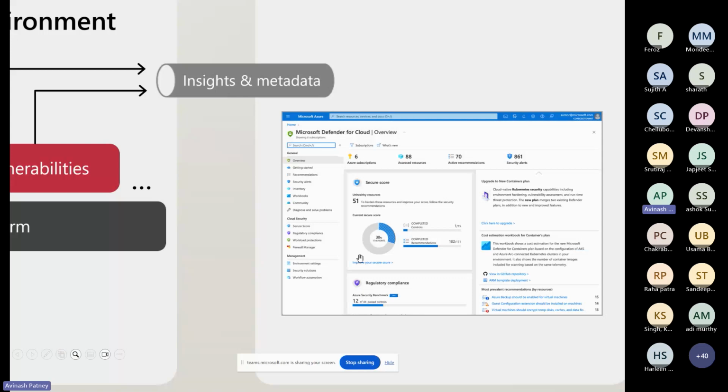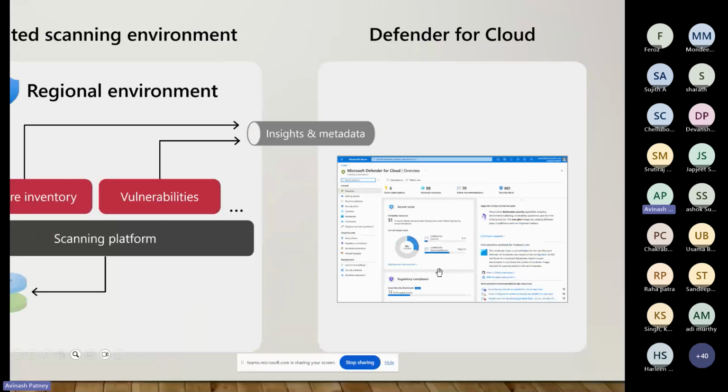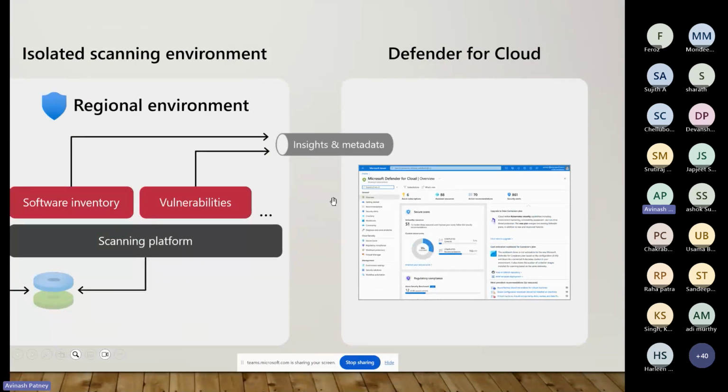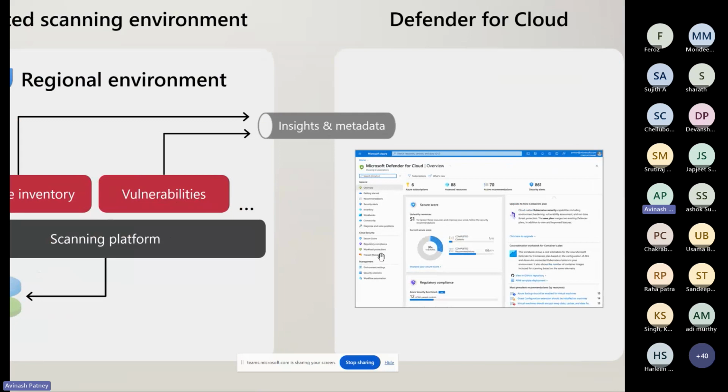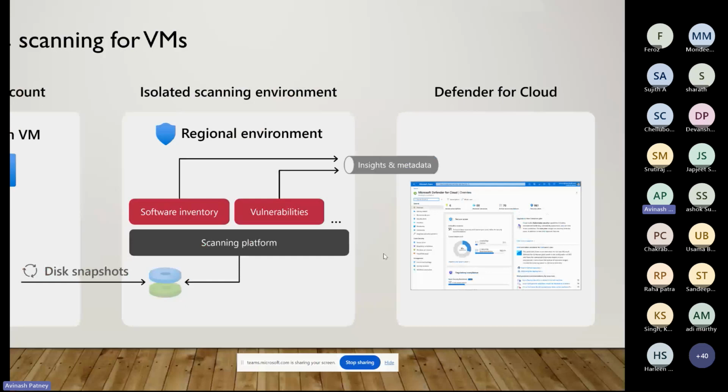So what it does is show the current secure score, and also the compliance aspects, but it also brings up any of the assessed resources and active recommendations based on that. And this is part of the insights and the metadata, especially around the scanning platform. So this is something that covers the workload protections as well. Oops, sorry.